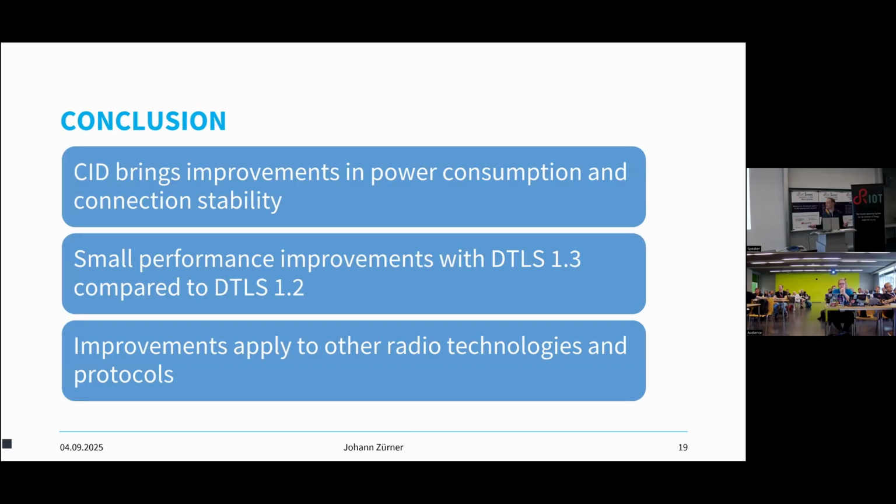Okay, so that's the conclusion. Connection ID does bring improvements in power consumption and connection stability. We also have to consider that an IP address change wouldn't necessarily result in the connection being dropped.